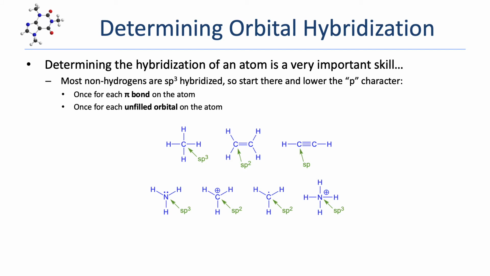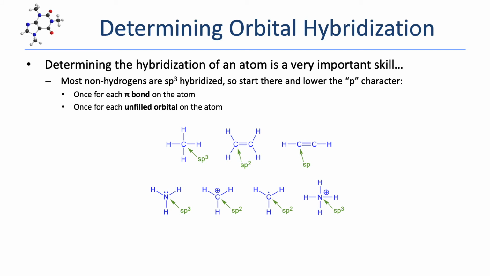And I start off by just assuming that an atom is sp3 hybridized, because that's actually the most common form of hybridization in an atom. Of course, remember that hydrogen can't hybridize. It only has one orbital, so it can't mix its orbitals with itself, right? So we start with sp3 hybridization, and then we look for things that change it to either sp2 or sp.